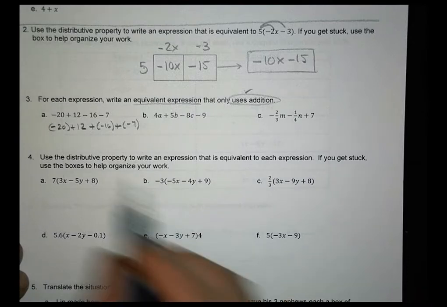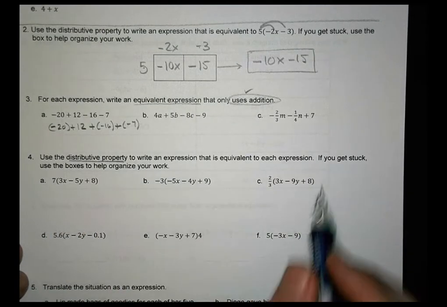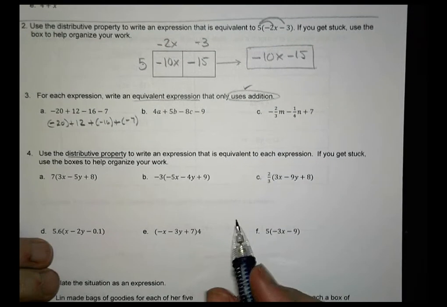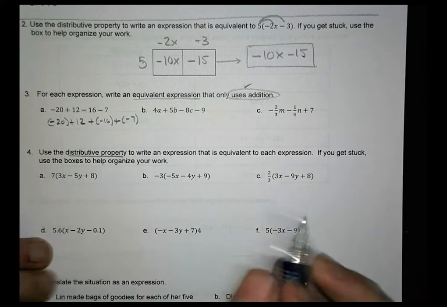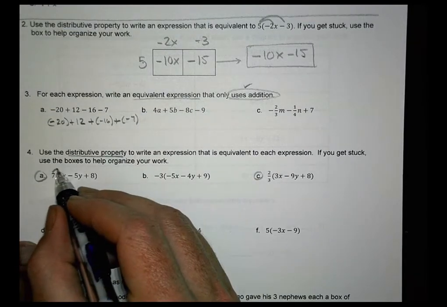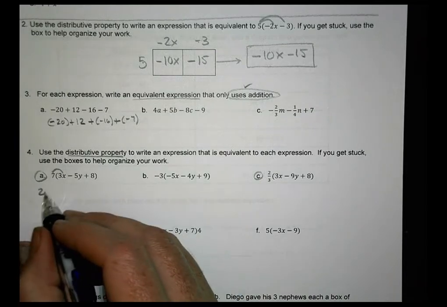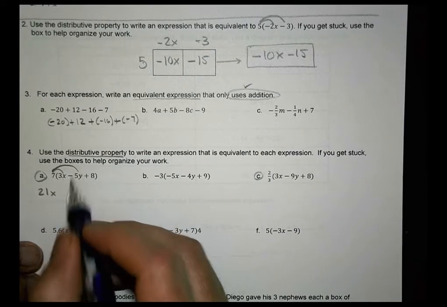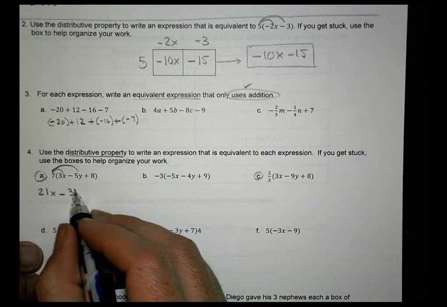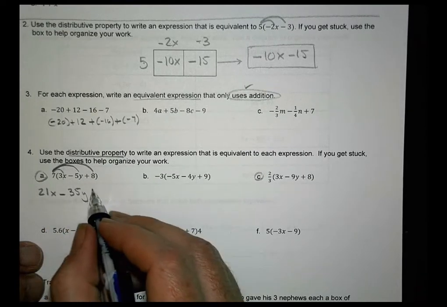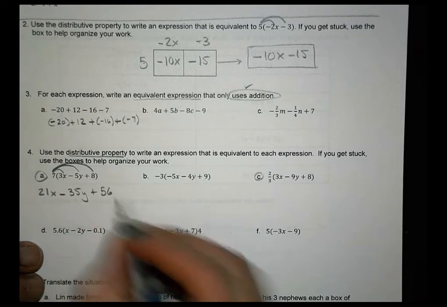Number 4, use the distributive property to write an expression that is equivalent. If you get stuck, use the boxes to help organize your work. So you can use a box if you need to. If you don't, you're okay. So here we go. I'm gonna go A, I'll do C, and I'll do E. So 7 times 3 is 21x. 7 times negative 5 is negative 35y. And 7 times 8 is positive 56.